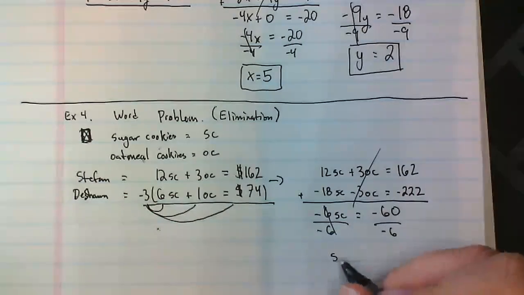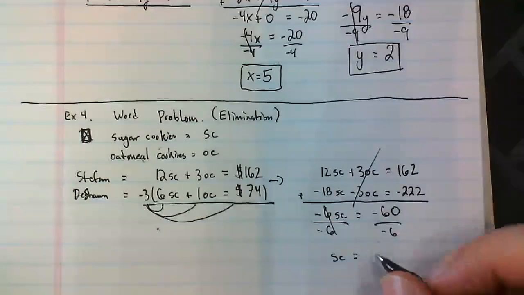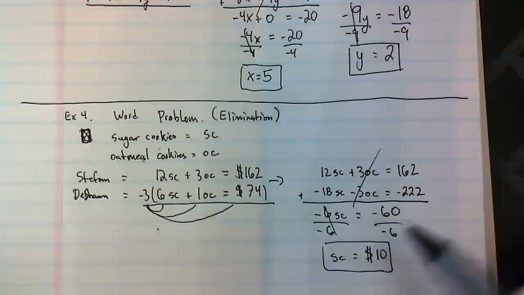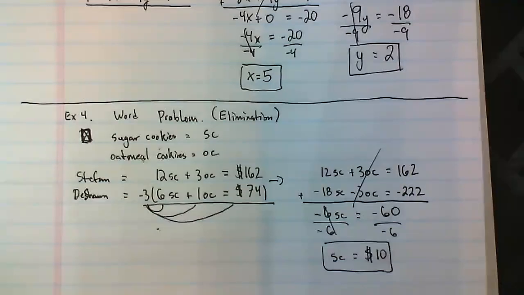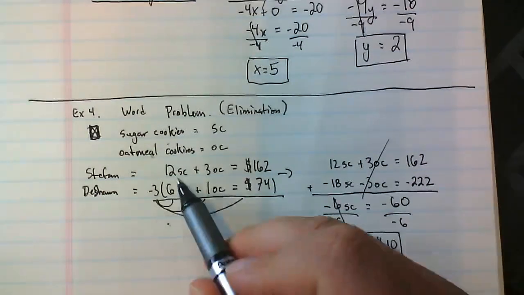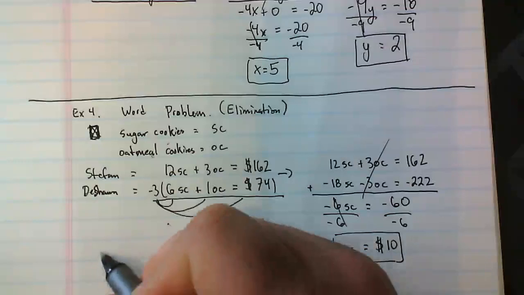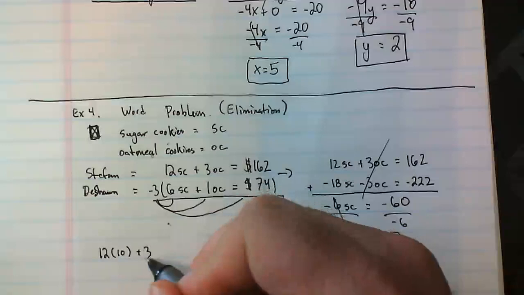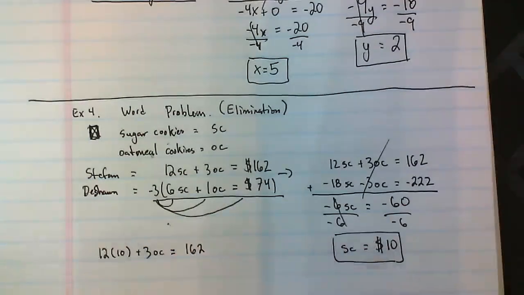Deshawn sold 6 packages of sugar cookies, so 6 SC plus, and he sold one package of oatmeal cookies. And Deshawn made $74. Find the cost of each of the packages of sugar cookies and oatmeal cookies.